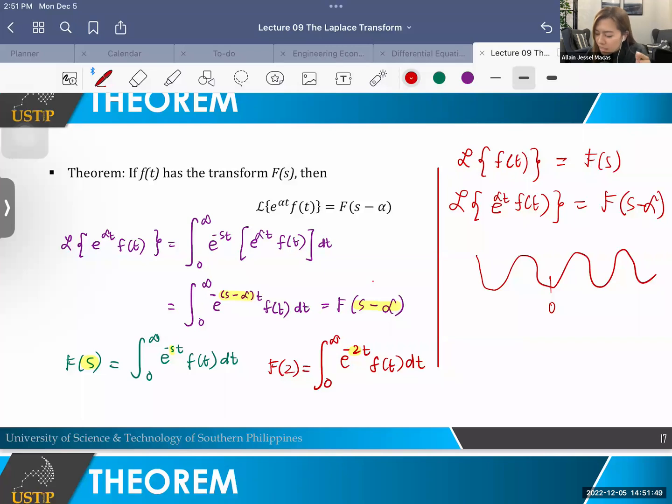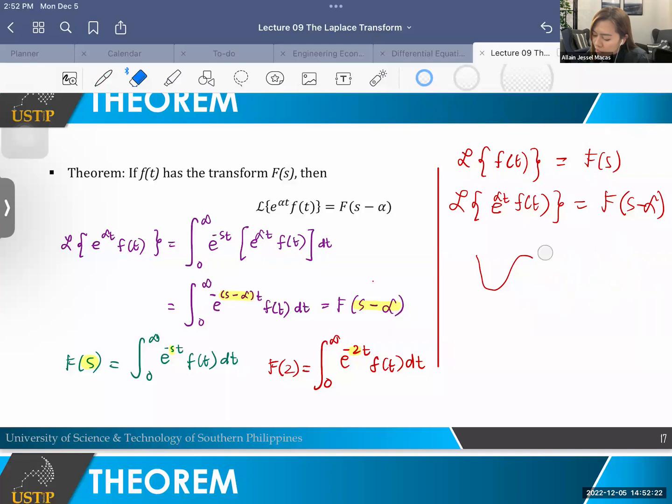The idea is, if you multiply your cosine by e to the alpha t, instead of f of s, it shifts by alpha units. For example, 2. So, it could shift to the right, or I'm not sure whether it goes right or left. Okay, your cosine drops a little, if you look at the graph. That's the idea of the shifting theorem in Laplace.